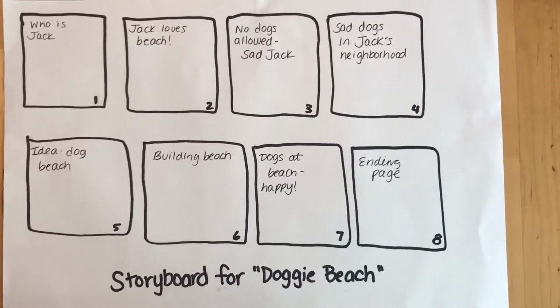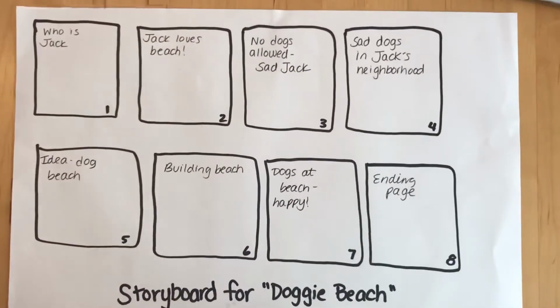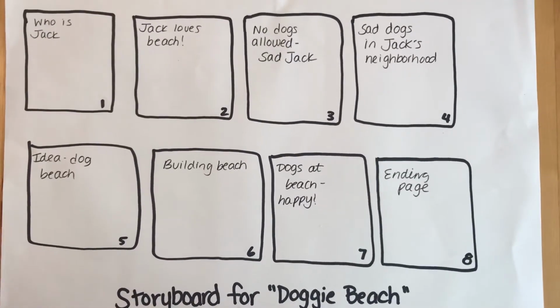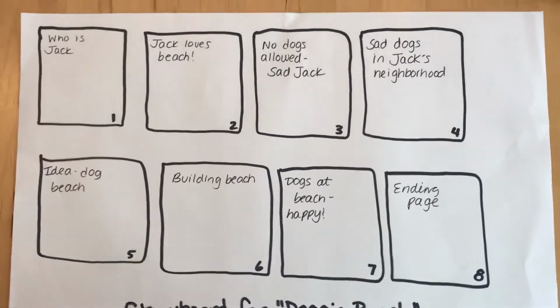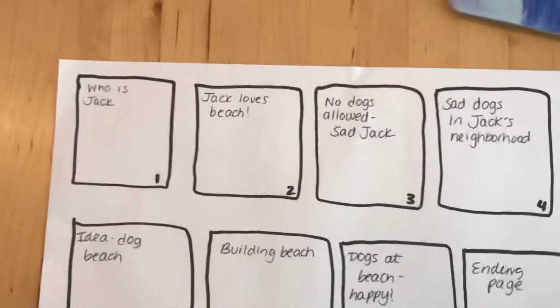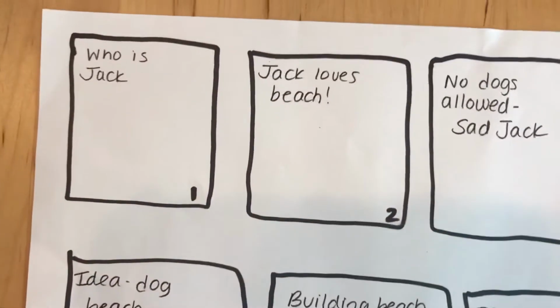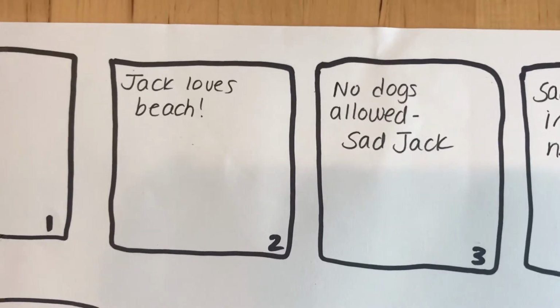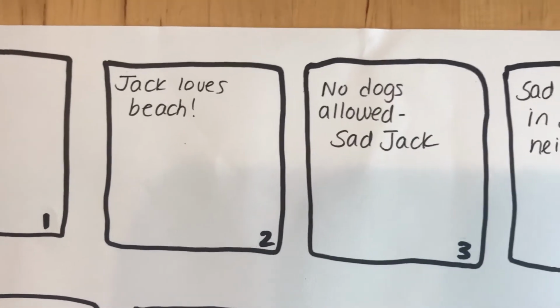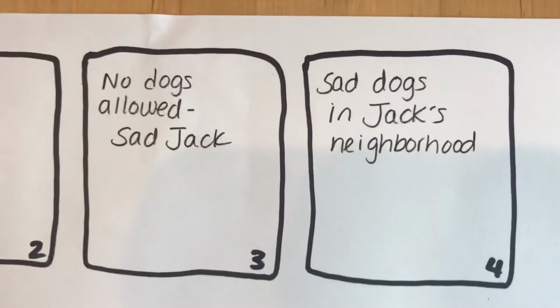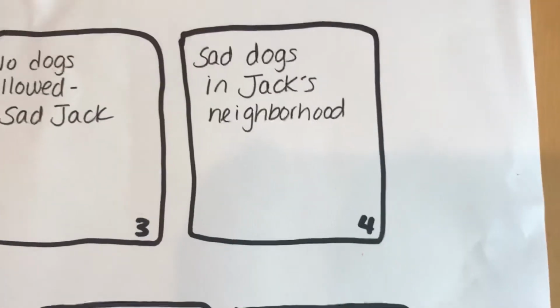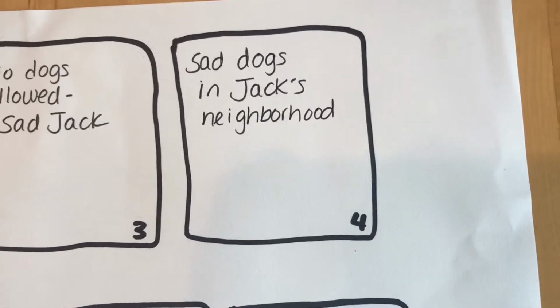Now remember, a storyboard shows each page of your book and it shows a little hint about what you'll include on each page. So this is what I have decided for Doggy Beach, which is what I'm calling my book. Page 1 will tell who is Jack. Page 2 will do the wanted part. He loves the beach. He wanted to go to the beach. But no dogs allowed. Sad Jack. Then I decided I would include a page where all the neighborhood dogs are sad.